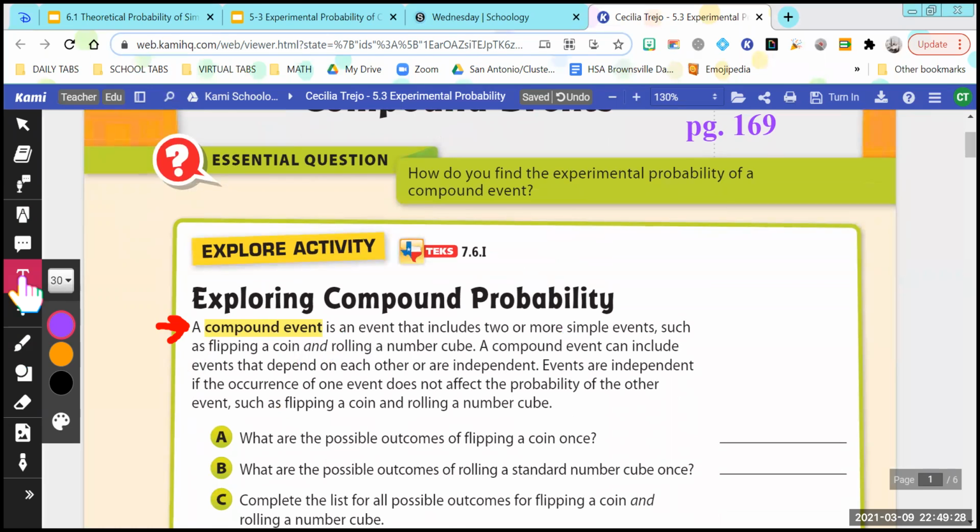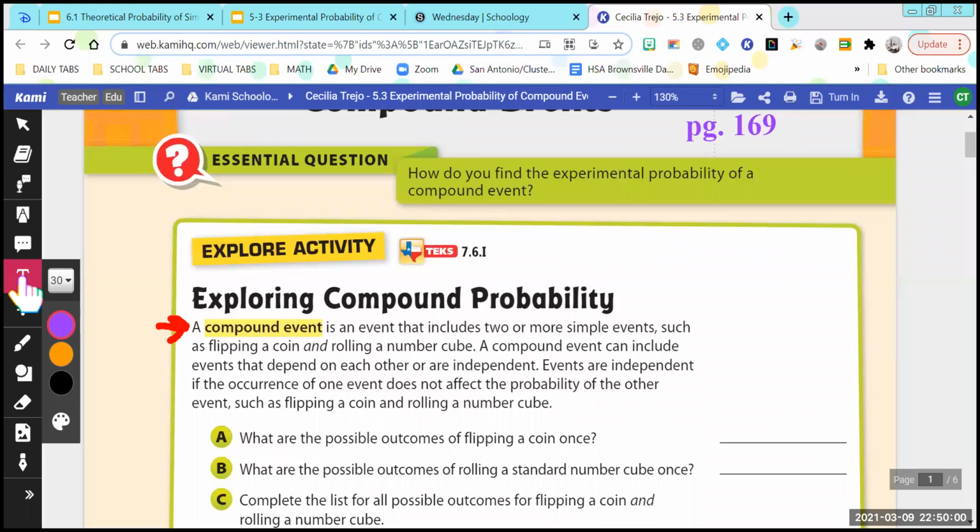So when we were talking about simple events on our last quiz, we were either spinning a spinner, picking something out of a bag, choosing a card from a deck, or flipping a coin. It just depends on the event. So we were doing one of those things one at a time. A compound event is doing two or more of those simple events at the same time.